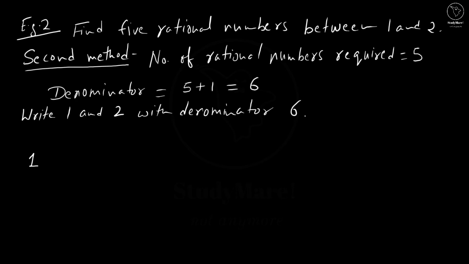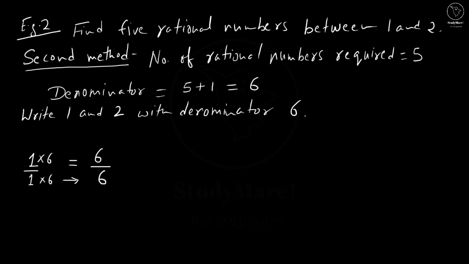Writing 1 with denominator 6, we can write 1 in the denominator here as the value remains the same. In order to get 6 in the denominator, we multiply the denominator by 6, which gets us 6. But as we want the value of the number to remain the same, we multiply the same number, which is 6 in this case, with the numerator as well. 1 into 6, we get 6. Now we have a rational number 6 by 6, which is equivalent to 1.